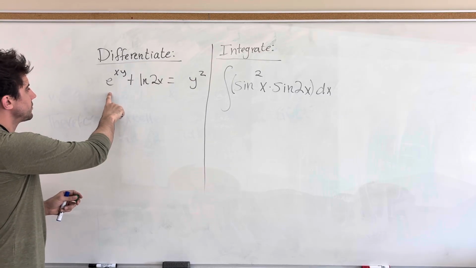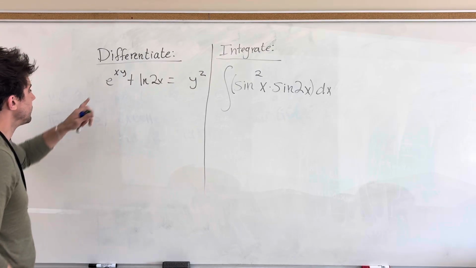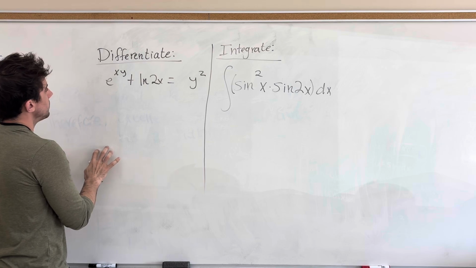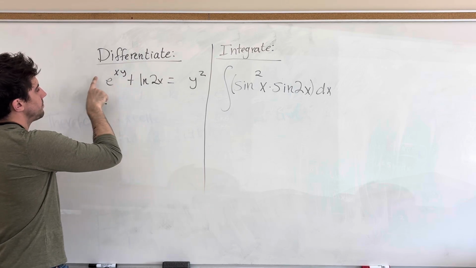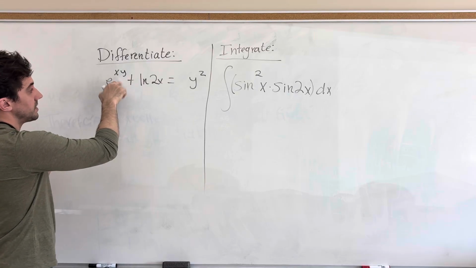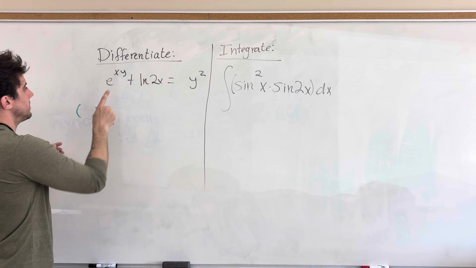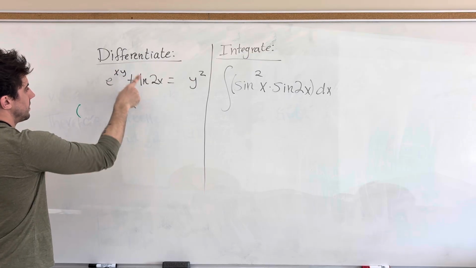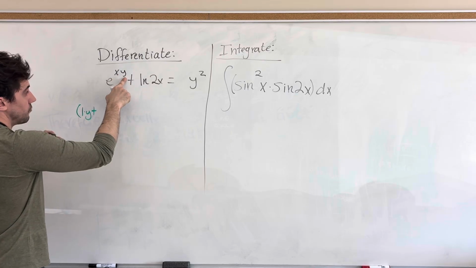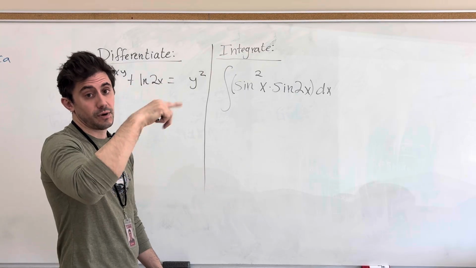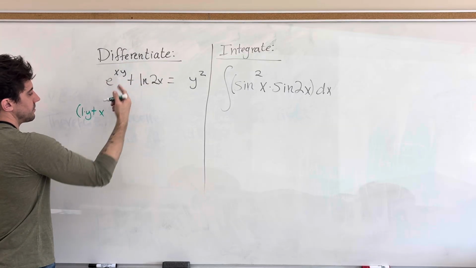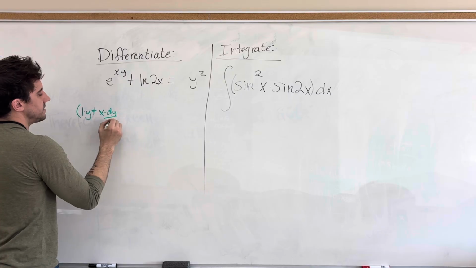So for the first term, the derivative of e to the xy is going to be the derivative of the top times e to the xy. The derivative of the top is going to mean a product rule. So that'll mean the derivative of x times y, so that's 1 times y plus x times the derivative of y. The derivative of y is going to be dy dx, right? Which is really what we're after. And so that'll be plus x times dy dx.